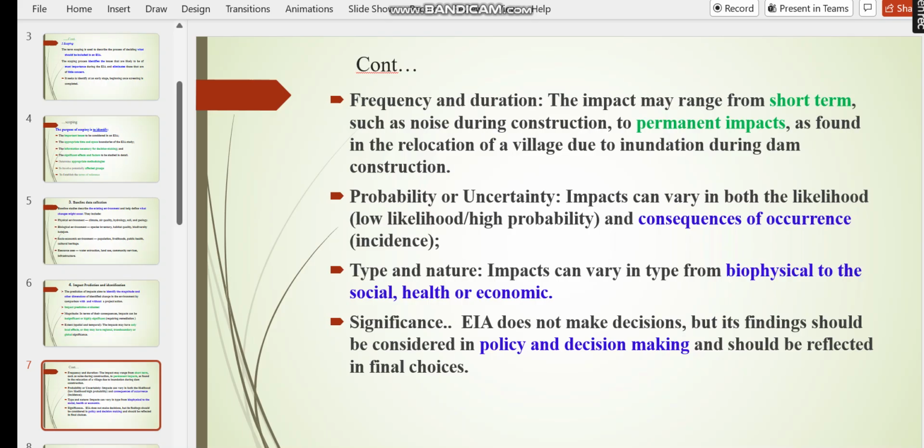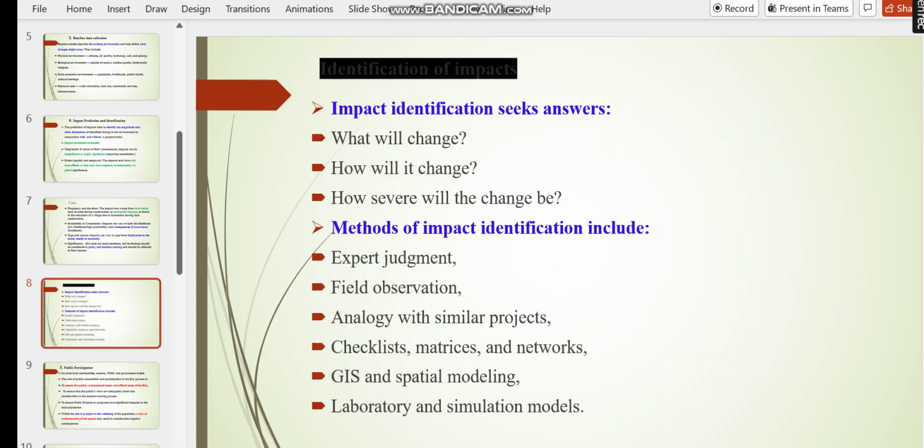Probability or uncertainty: impacts can vary in both likelihood, low likelihood or high probability, and consequence of occurrence. Type and nature: impacts can vary in types from physical to social, health, or economic. Significance: EIA does not make decisions, but its findings should be considered in policy decision making and should be reflected in a final choice.